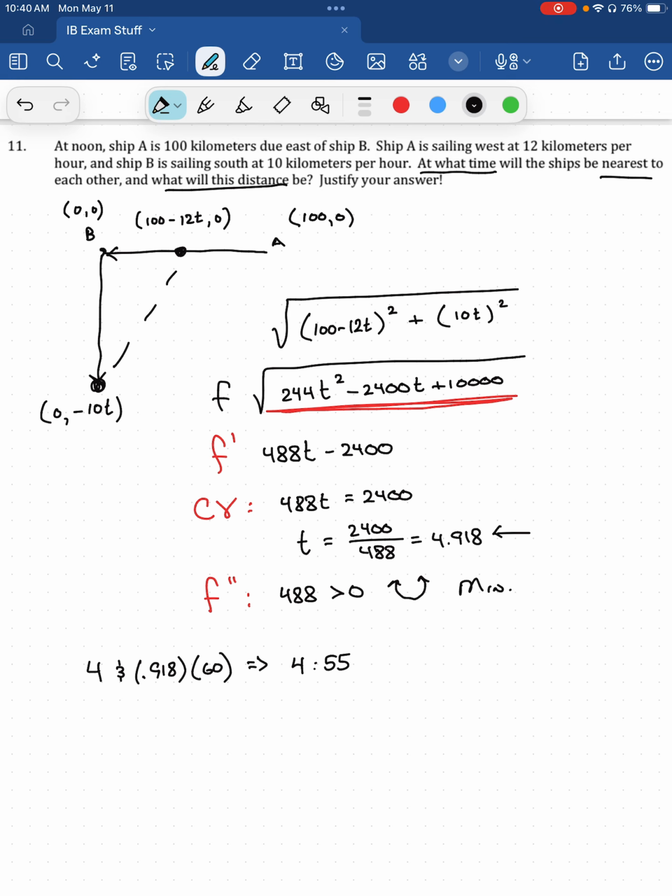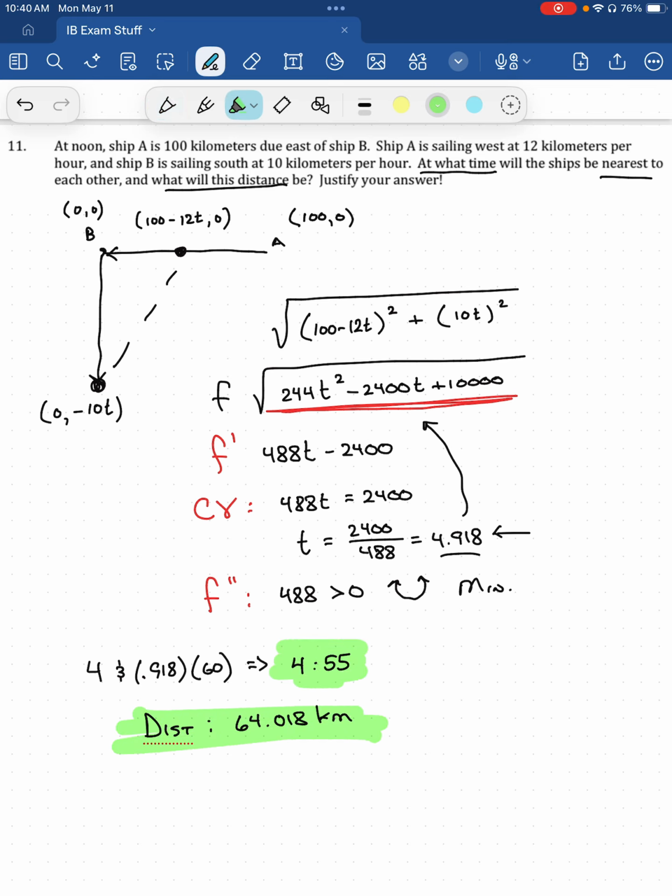Now, to figure out the actual distance, all you have to do is plug this number, this 4.918, back into your distance formula, including the square root. And that is definitely a calculator thing, but that distance is going to turn out to be approximately 64.018 kilometers. So, how long and or how far and when? And we've answered the question.